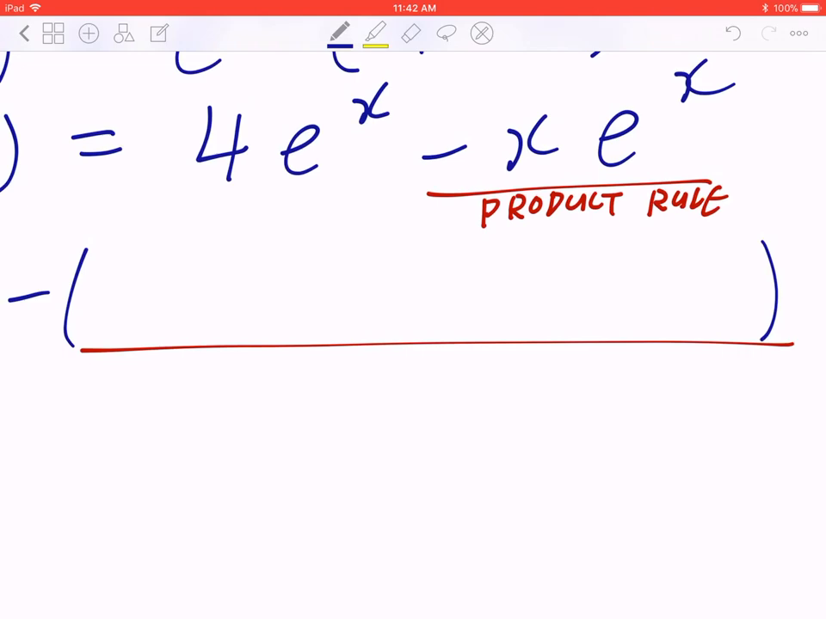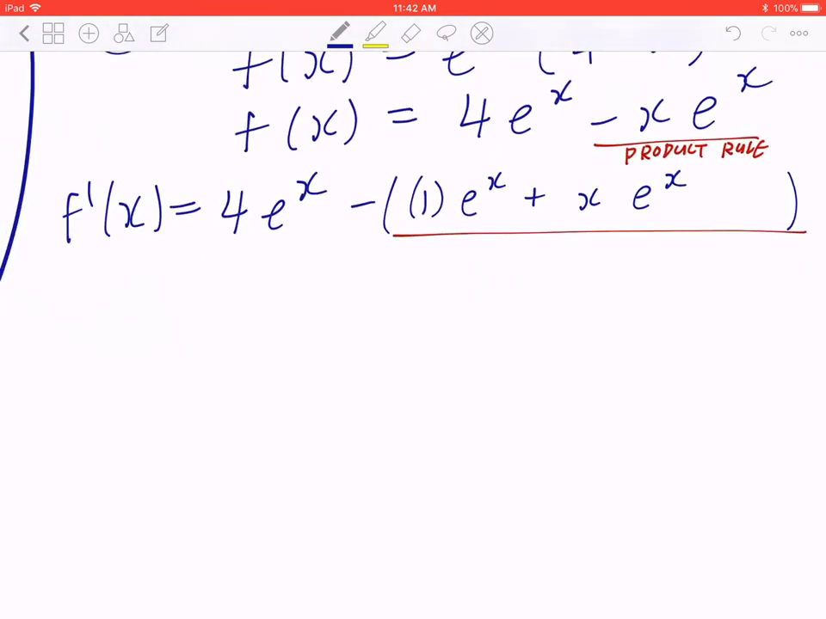Again, you differentiate the first, which is 1. You multiply by the second, e to the x, plus x times e to the power of x. Now before we find f double prime, again, you can collect like terms. And if you look at this carefully, it's 4 times e to the x minus 1 times e to the x, which is 3 times e to the x minus x times e to the x.